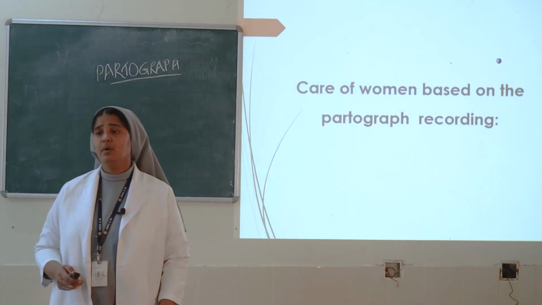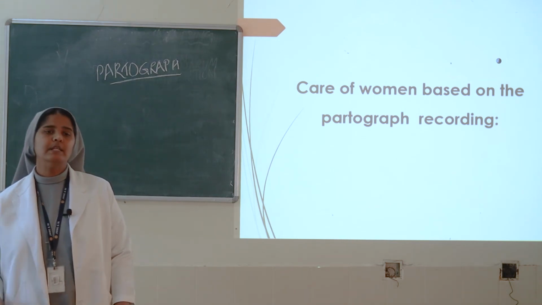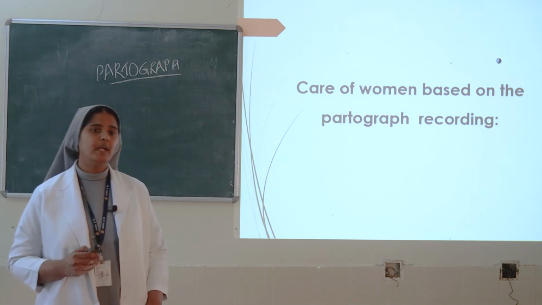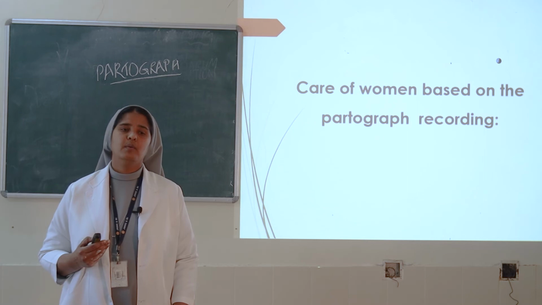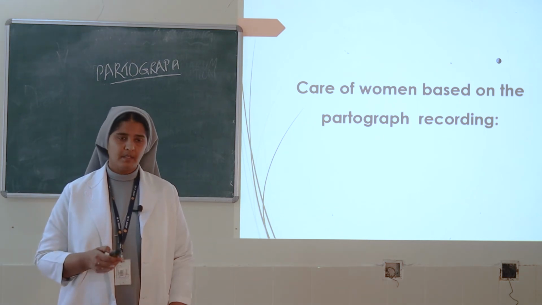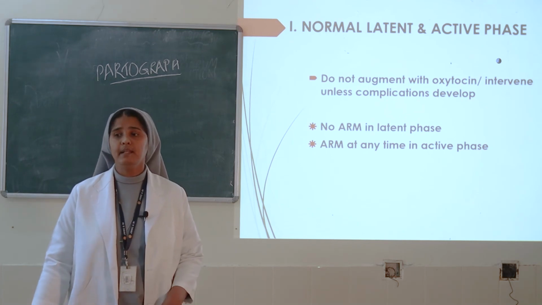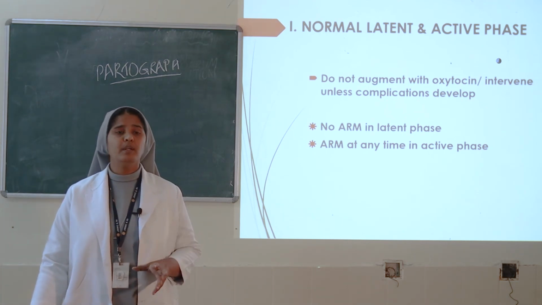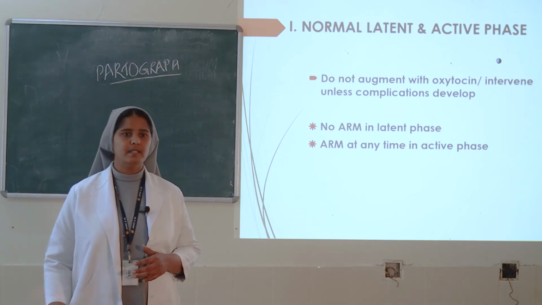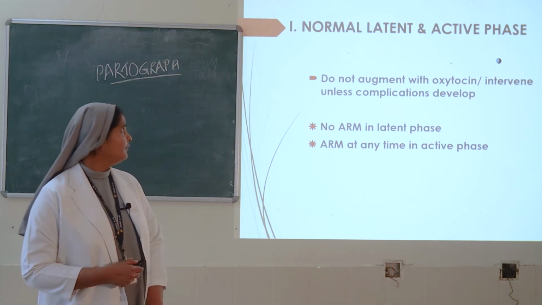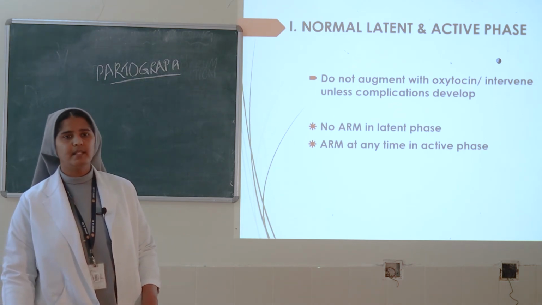Now, we should know how we are caring for the woman based on the partograph. After monitoring the partograph, we can identify how the labor is progressing. So, based on that, we should provide care to the mother. I told you there are the alert line and the action line. These are the 2 important lines from where we can identify how the labor is progressing.